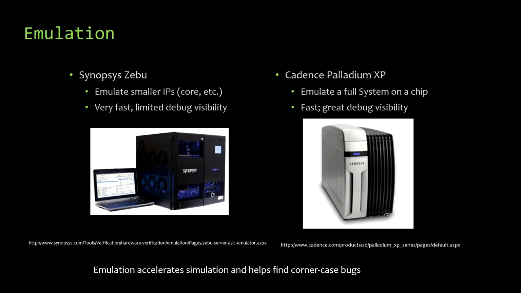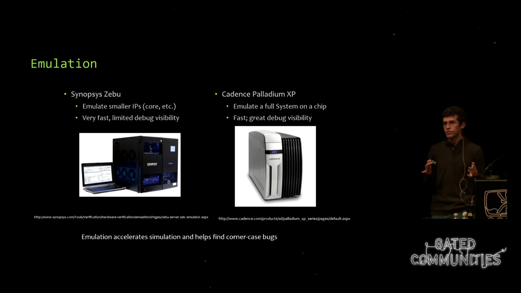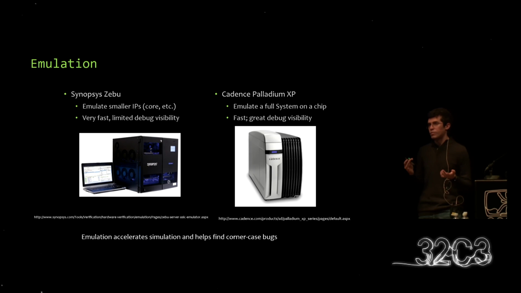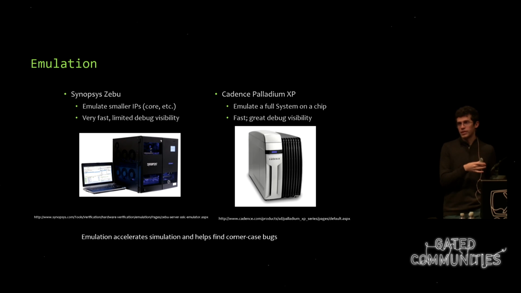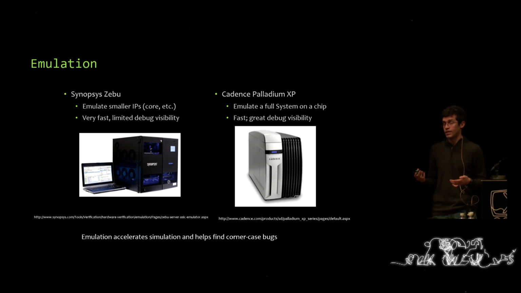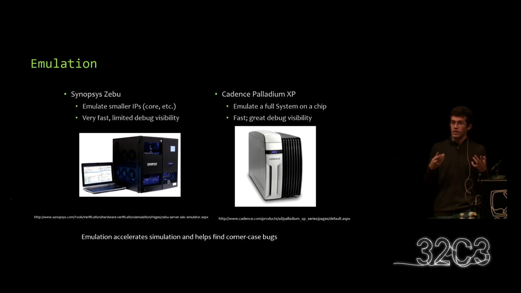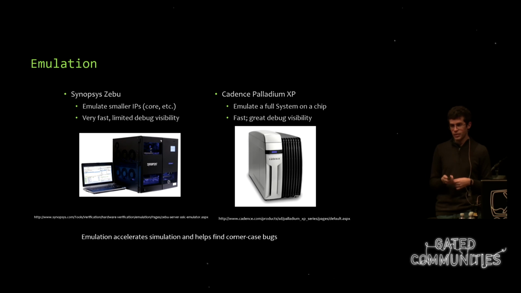One of these boxes is going to set you back probably close to $1 million. But they can run at around 1 to 1.5 megahertz. So it's still 2,000 to 3,000 times slower than the real silicon, but it's 1 million times faster than simulation. So they're very useful, but they are costly as well.